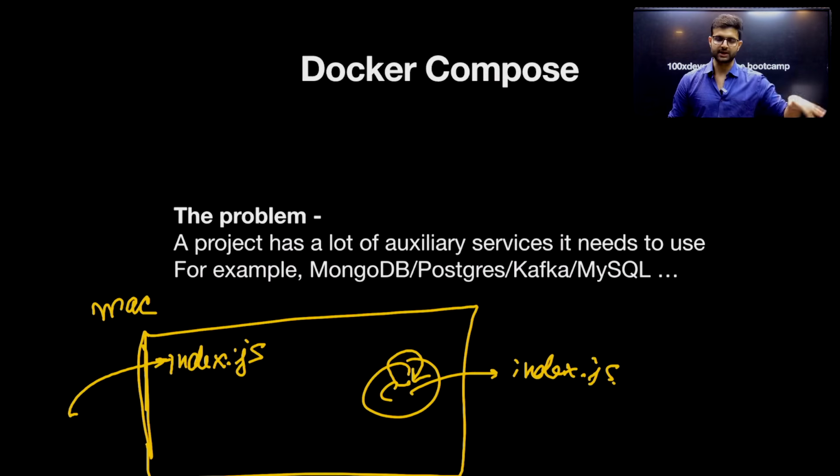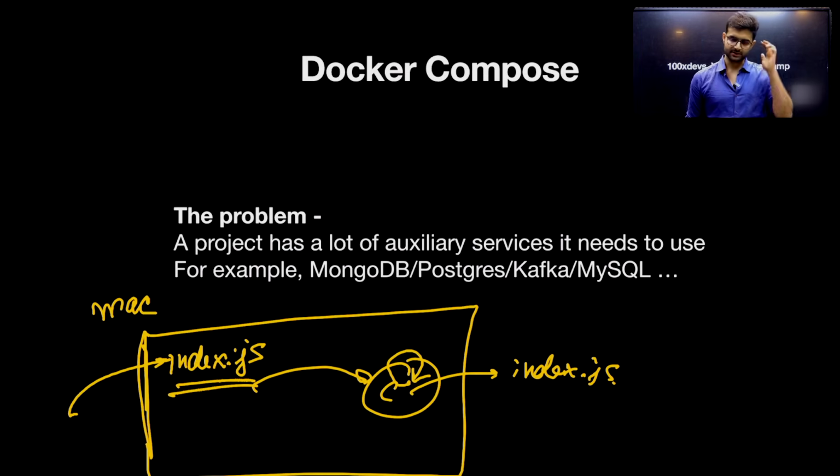But in the end, real developers will be using this project. Real developers will start this locally, and they should be able to edit the index.js file on their machine, and that should restart the container. How can I make sure that if this file is edited, the container restarts? Think about it a little bit.